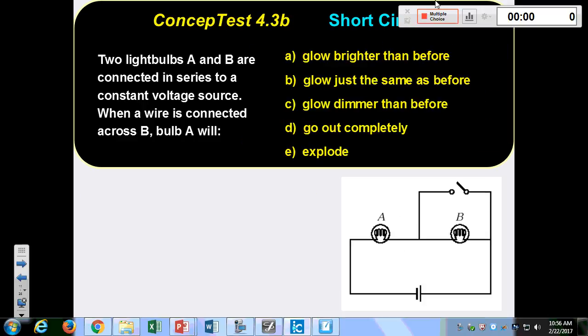Right, two light bulbs A and B are connected in series to a constant voltage source. When a wire is connected across B, what will happen to bulb A? We've had a similar question before, I think. So if I put a wire across B, and you know what that does to B, what happens to A? And the switch is closing, so it's open here, but you would imagine the switch being closed.